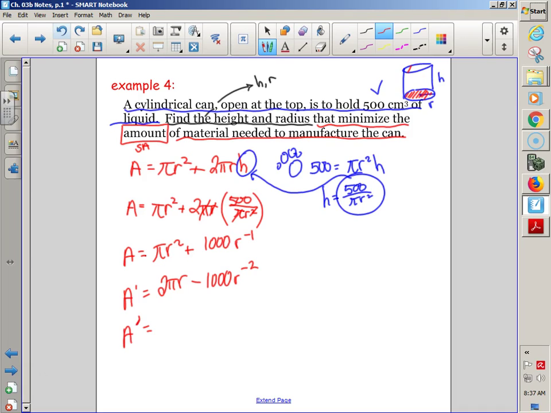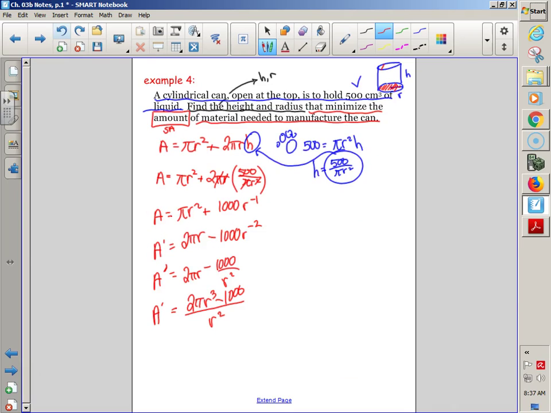Why am I going to rewrite the derivative? Once again, I love myself. Once again, too much probably. But I want a pitchfork, and I can't pitchfork until I have common denominators. Does it make sense why I'm doing 2 pi r cubed minus 1,000 all over r squared? What did I do? Common denominator. You can just be careful of the wording. Does your mind get that I multiplied by r squared over r squared?